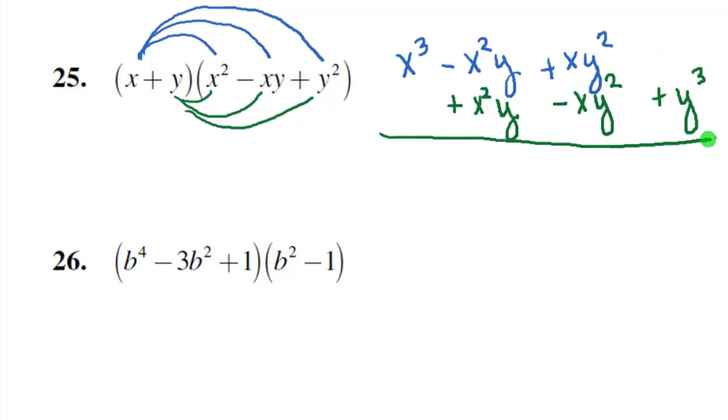Now I'm going to go ahead and add like terms in columns. So this is x cubed here. These two like terms, because they have opposite coefficients, they cancel. That is 0. And then xy squared and a negative xy squared, that's also 0. So then we're left with just plus y cubed. So x cubed plus y cubed is our answer.